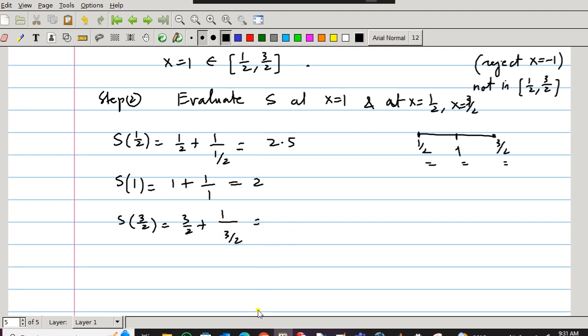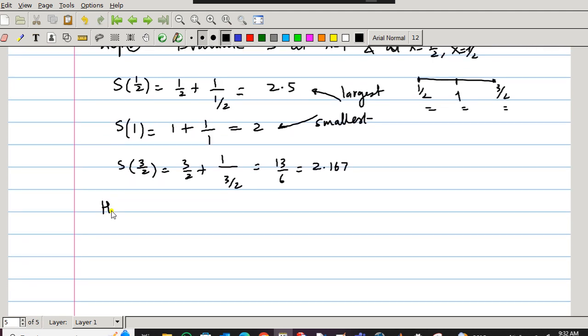So if you calculate this one, what is that? 3 by 2 plus 2 by 3 is equal to 13 by 6. 13 by 6 is 2.1666666, right? 2.167. So which is the largest? 2.5 is largest, and which is the smallest? 2. So these are my maxima and minima, right? So it means the sum is largest. So hence I can write the answer.